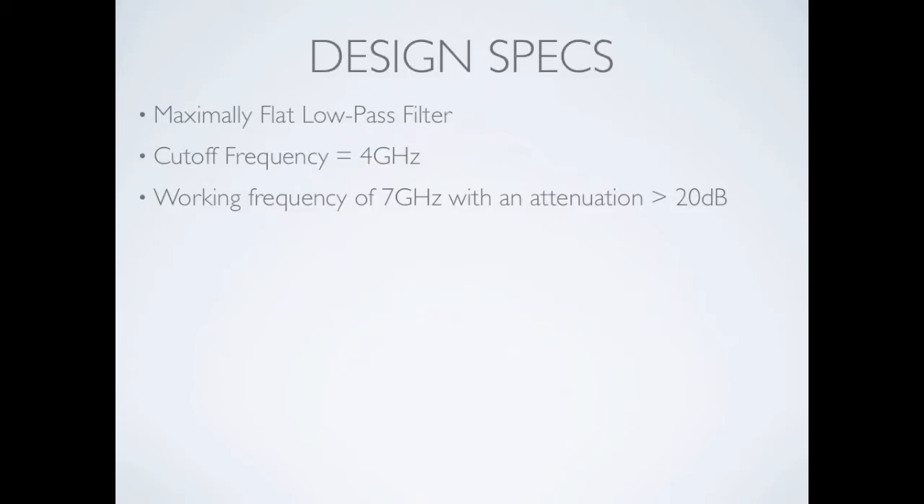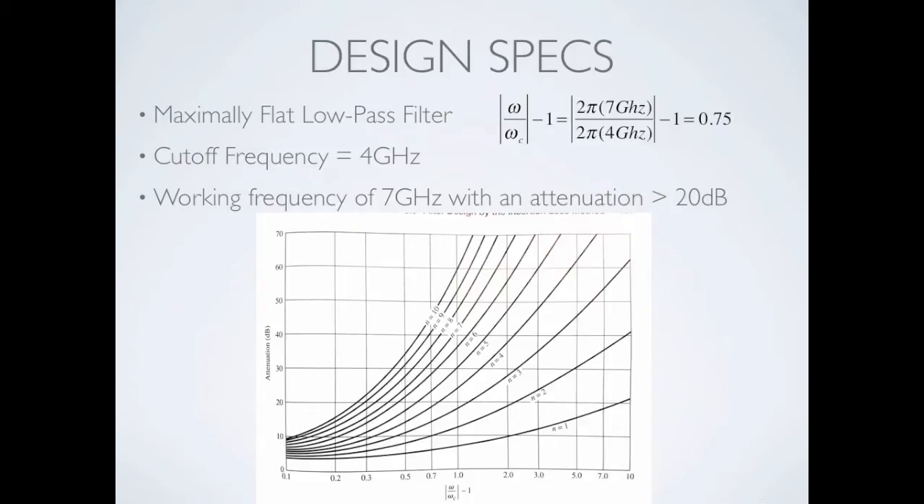Again, the design specs call for a maximally flat, low-pass filter with 4 GHz cutoff frequency with 20 dB attenuation at 7 GHz. We first calculate the normalized frequency so that we could refer to figure 8.26 of Pozar as shown below. Our calculation shows that we need 0.75 normalized frequency, indicated by the red line, or intersections with this red line will satisfy 0.75 normalized frequency, but we need an attenuation of more than 20 dB.